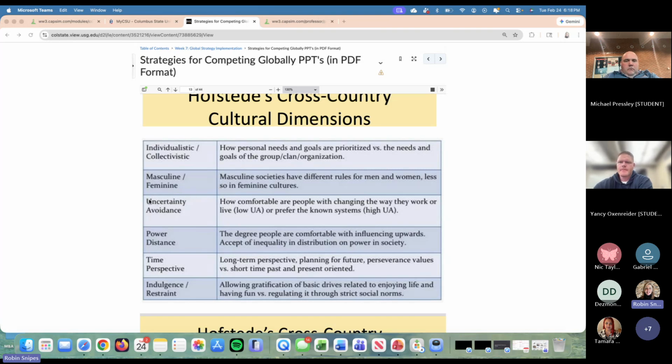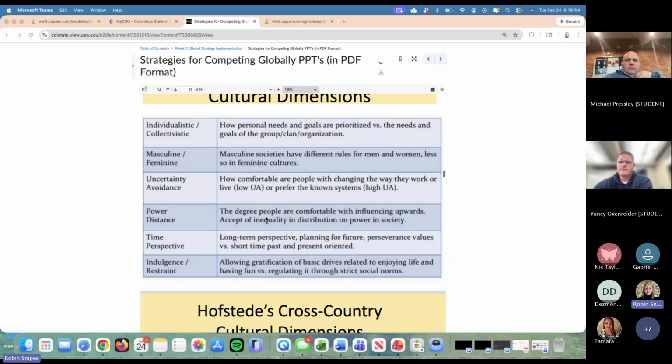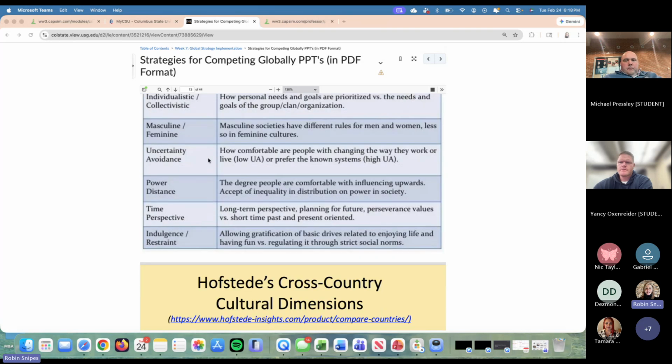Uncertainty avoidance would be how comfortable people are in taking risks, or not taking risks. I said it just the opposite. Avoiding uncertainty means that you're less likely to take a risk. And that would be counter to entrepreneurial spirit, wouldn't it?